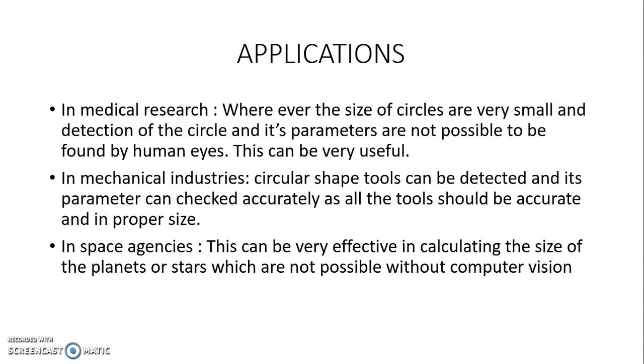Also in mechanical industries, circular-shaped tools can be detected very easily and can be checked whether they are proper and accurate in size. That is very much required in mechanical industries. Also in the space agencies, all the planets are spherical in shape. So once we capture that image, we can easily find the size of that planet by this method. So it is very useful in real-time applications.